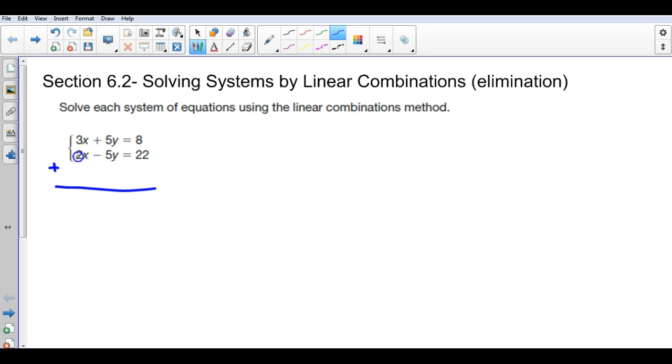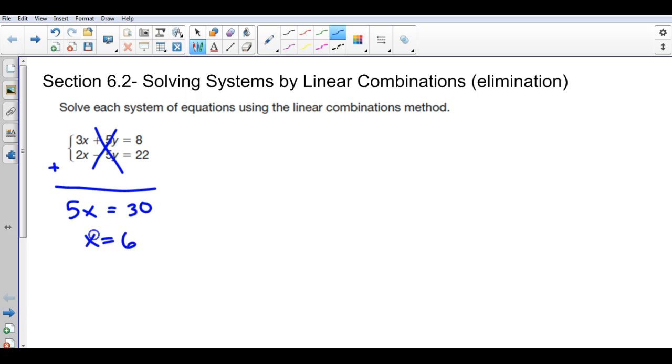If I have 3x and I add 2x, I get 5x. Now here's where the elimination comes in. You have a positive 5y and you're adding a negative 5y, which means there's no y's left over. So it eliminates, and you can add your constants together. 8 plus 22 is 30. And what you end up with is an equation, 5x equals 30, which you can simply solve for x.